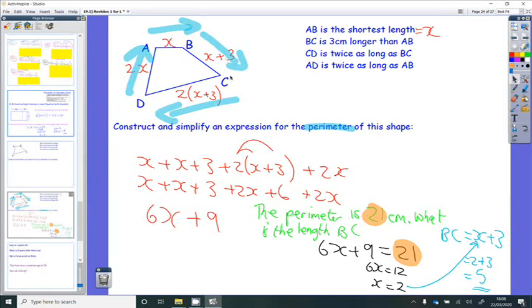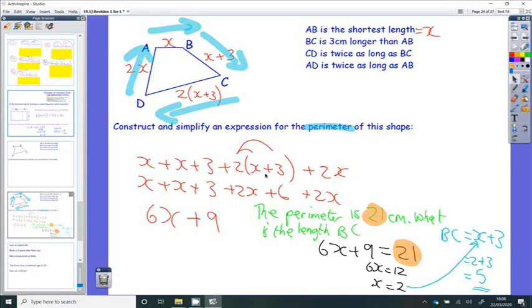We're then told that CD is twice as long as BC, so twice as long as x plus 3. So 2 lots of x plus 3, and we need to put that x plus 3 in a bracket to make it clear that it's 2 lots of all of that. And then finally we're told that AD is twice as long as AB. So those are all our various lengths. So the perimeter of this shape is when we add all of these together. So this plus this plus this plus this, which is all of these here added together.